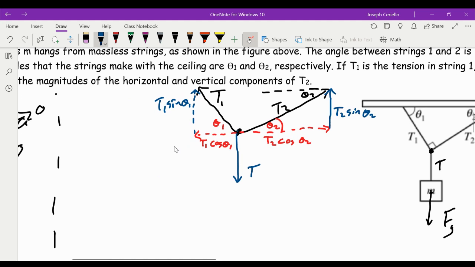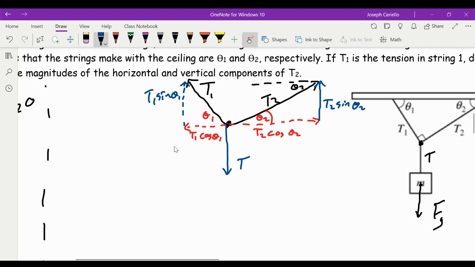So, let's create expressions for the components of T2. What we know here is in the x direction, we'll do that first because that looks a little easier. The sum of the forces in the x direction is equal to 0 because nothing's moving here. We have two forces in the x direction. We have T2 cosine theta 2 plus negative T1 cosine theta 1. That's equal to 0. So we know that we're looking for an expression for the horizontal component of T2.